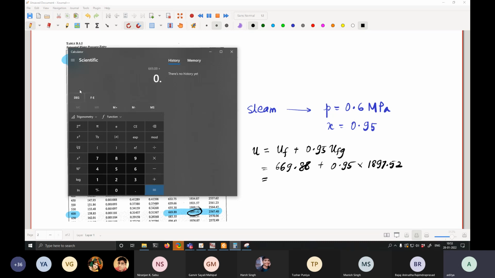669.88 plus 0.95. Oh, there's no bracket. That is why. So I'll do this. Where is this AC button? Oh, C. Clear. 0.95 times 1897.52 plus 669.88. 2472.5. 2472.52.